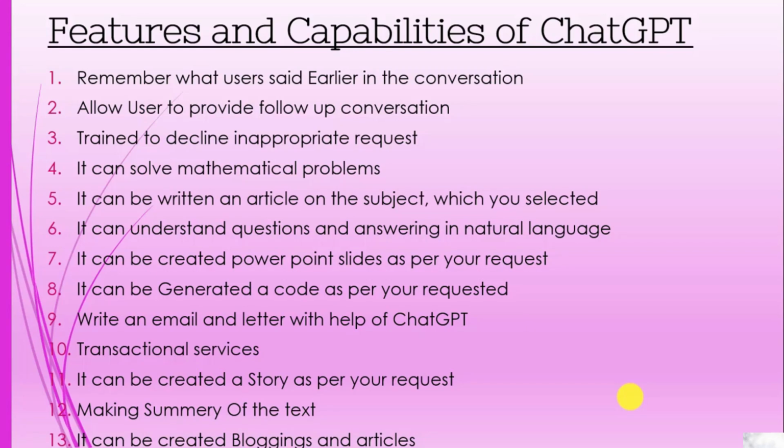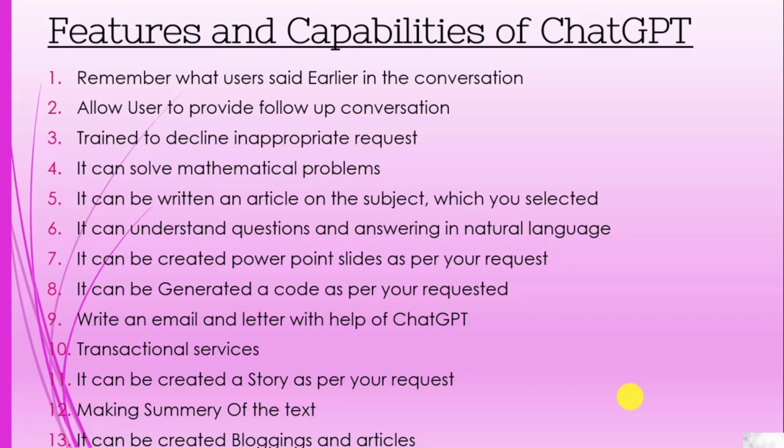The fourth one is that it can solve mathematical problems. If you have any kind of mathematical issue, you can ask and it will reply with the solution. The fifth one is that it can write an article on the subject which you select. It means that if you want to create an article on any subject, you can ask ChatGPT and it will give the article within a minute.